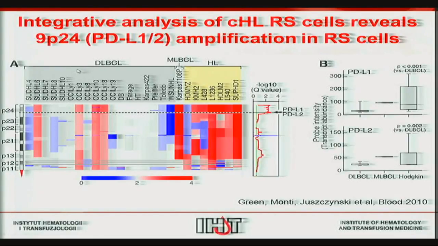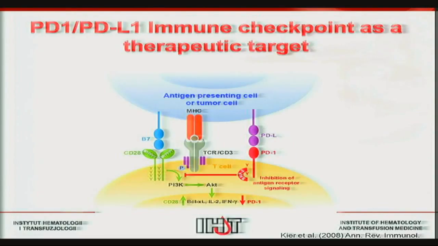And that was a fascinating finding because this locus harbors two super important ligands, PDL1 and PDL2. Now we know that they are very attractive therapeutic targets. So this amplification was also associated with overexpression at the mRNA level, as you can see here on the right. So why was that important? So what is the PDL system? It's a physiologic mechanism to silence the immune response at the end of the immune response after antigen clearance.